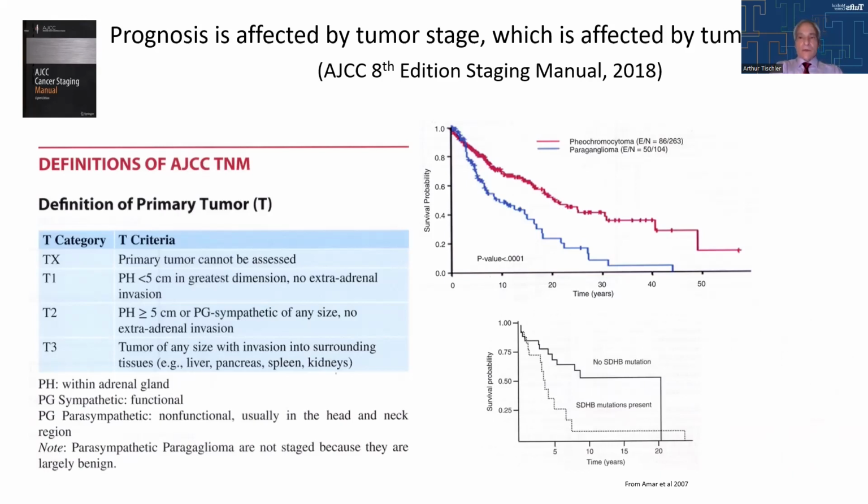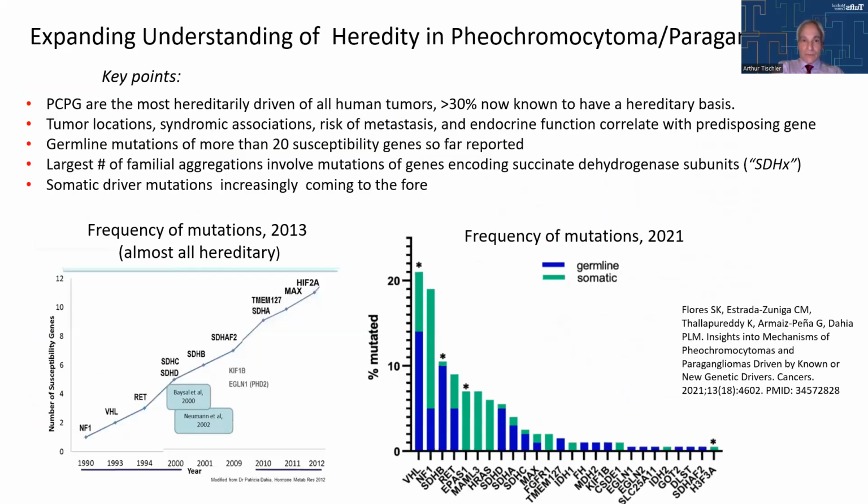The staging system does not apply to head and neck paragangliomas because they were generally considered to have a very low metastatic risk. However, even head and neck paragangliomas harboring SDHB mutations, though they are not staged, probably have a higher risk than those with the more common SDHD mutations.